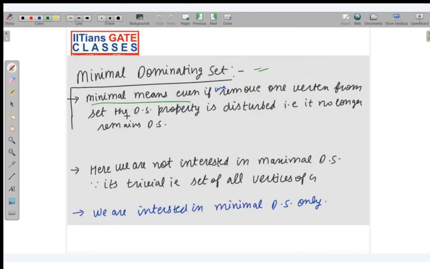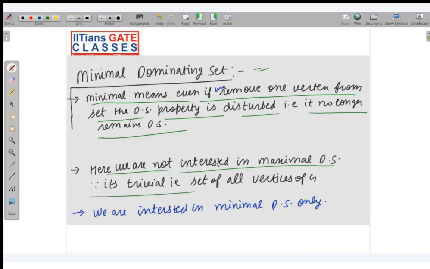So, the minimal dominating set definition. Minimal means even if we remove one vertex from the set, the dominating set property is disturbed. That is, it no longer remains a dominating set. So here we are not interested in maximal because it is trivial. That is the set of all vertices in G. We are interested in the minimal dominating set only. I have told you these points. Take snapshot.